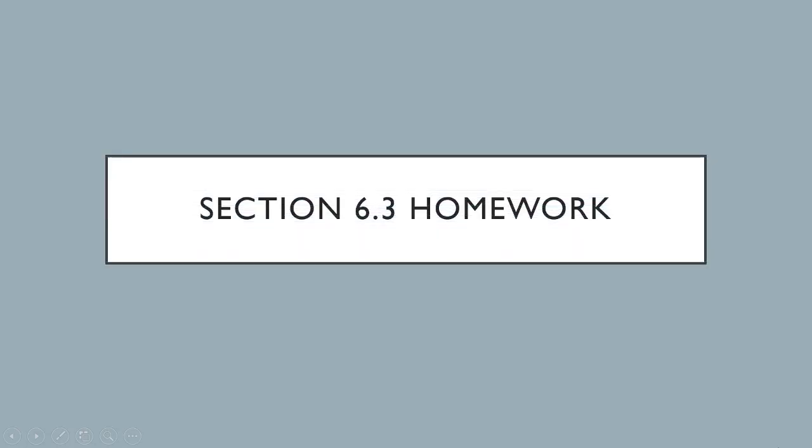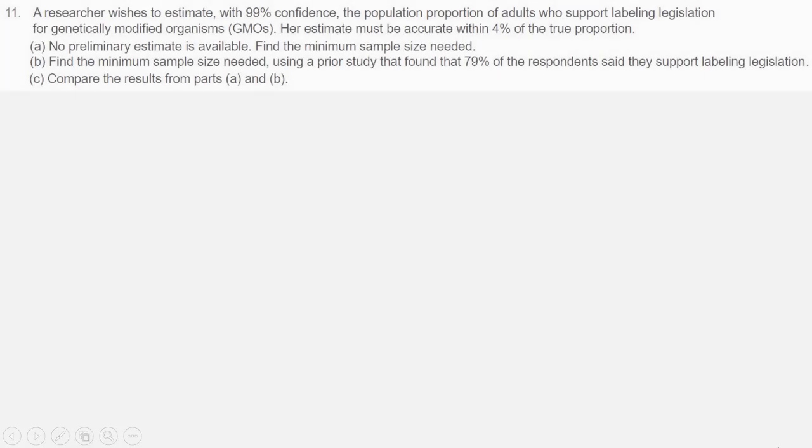We're looking at homework from section 6.3. This is question number 11. A researcher wishes to estimate with 99% confidence the population proportion of adults who support labeling legislation for genetically modified organisms, GMOs. Her estimate must be accurate within 4% of the true proportion.